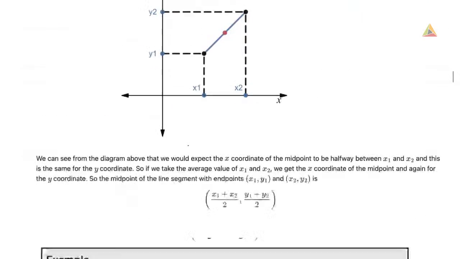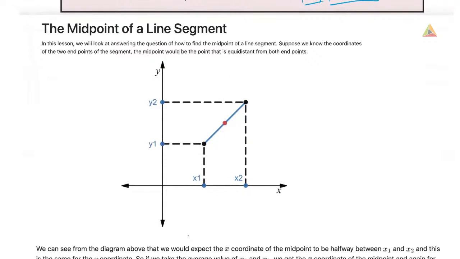So we are on to the midpoint now, the midpoint of a line. We're going to look at how to find the midpoint of a line segment. Suppose we know the coordinates of the two endpoints of the segment. The midpoint would be the point that is equidistant from both endpoints. I'm going to show you an example here. If I draw a line, and I call one point A and this point B, the midpoint is bang in the middle of the line, somewhere around here. The distance from A to that midpoint would be the same as the distance from the midpoint to B. So these should both be the same.